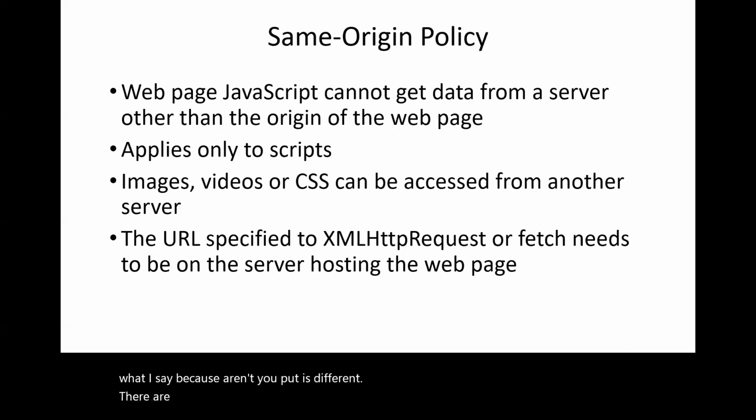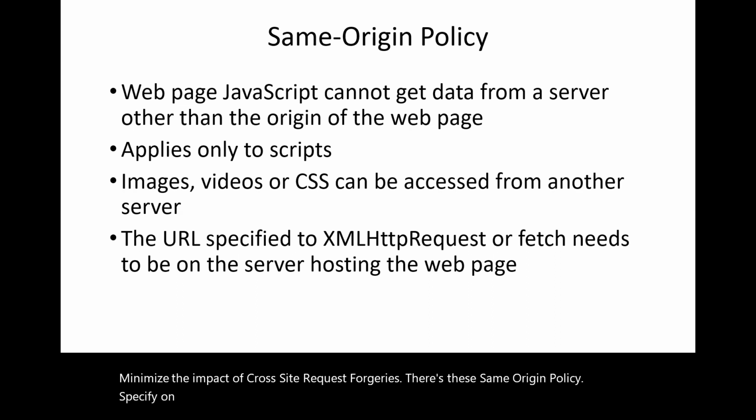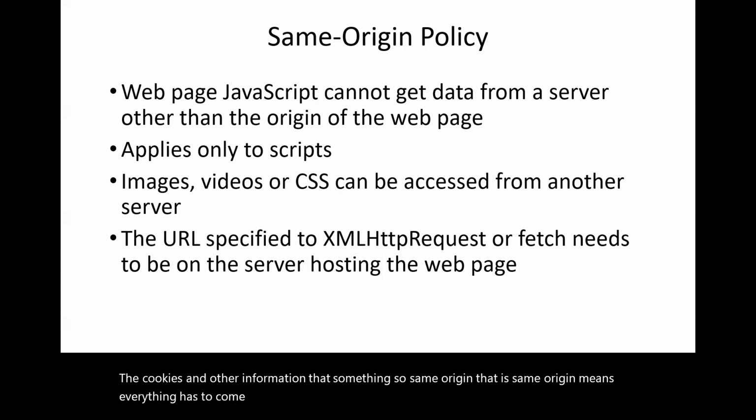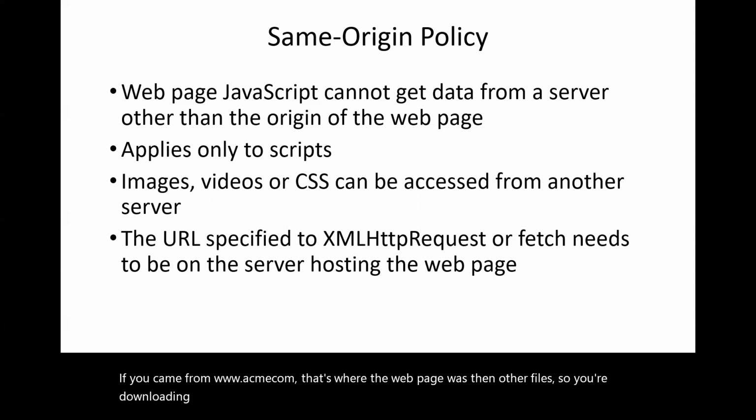There are several ways to help minimize the impact of cross-site request forgeries. There's the same origin policy specified on the cookies and other information. Same origin means everything has to come from the website where it originated. So if you came from www.acme.com, that's where the web page was, then other files, such as images you're downloading, must also come from that same website, www.acme.com.